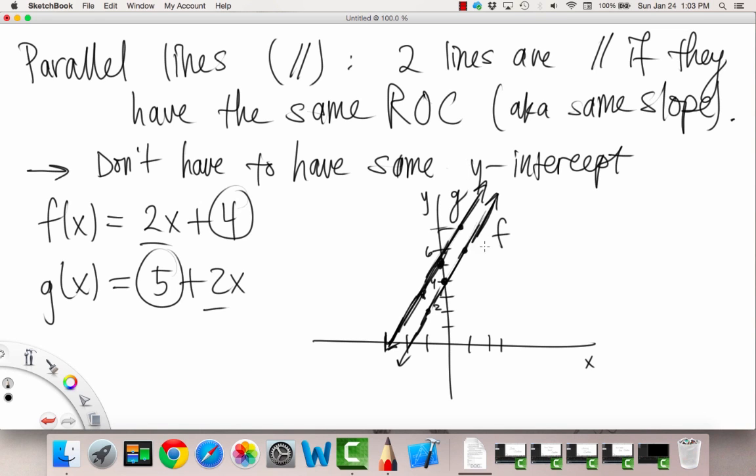So see how, even though they start at different points, it doesn't really matter where the y-intercept is, because they have the same slope, that means for every 1 unit change in x, they're still going to be changing the exact same in our function value, or change in y. So that makes them parallel to each other.